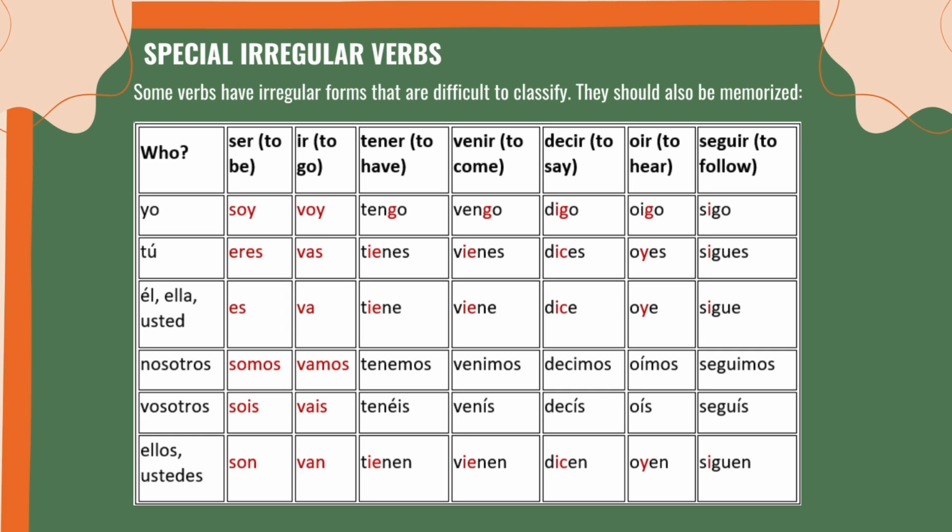Similarly, for venir, to come, we say vengo, vienes, viene, venimos, venís, and vienen. For decir, to say, we say digo, dices, dice, decimos, decís, and dicen. For oír, to hear, we say oigo, oyes, oye, oímos, oís, and oyen. And for seguir, to follow, we say sigo, sigues, sigue, seguimos, seguís, and siguen. These verbs don't follow a single pattern, so the best way to learn them is through practice and memorization.